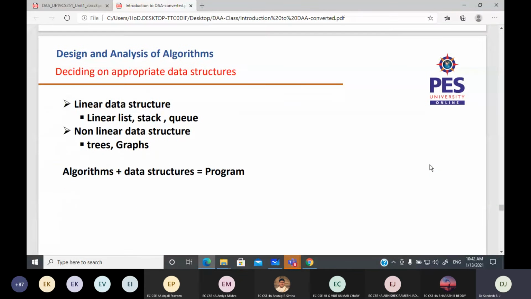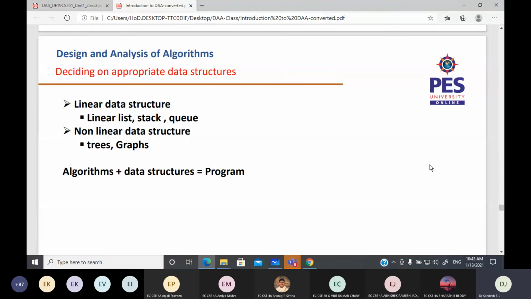You have seen linear data structures like stack and queue, and nonlinear data structures, trees and graphs. Whenever you are writing an algorithm, if you change the data structure, it may impact the performance of the algorithm. It may improve the performance. You are going to see some examples in this subject, wherein by changing a certain data structure, the same algorithm can work efficiently. So deciding on an appropriate data structure is also an important component which you need to decide on.